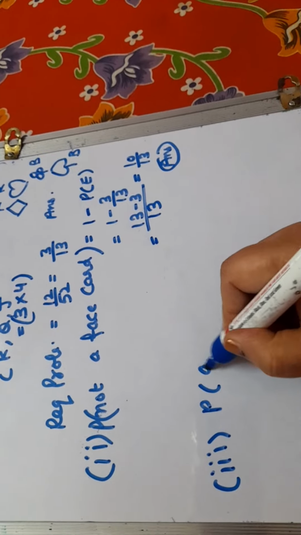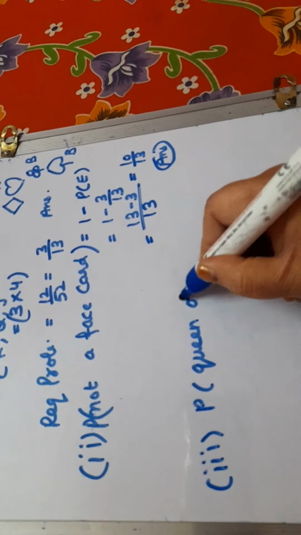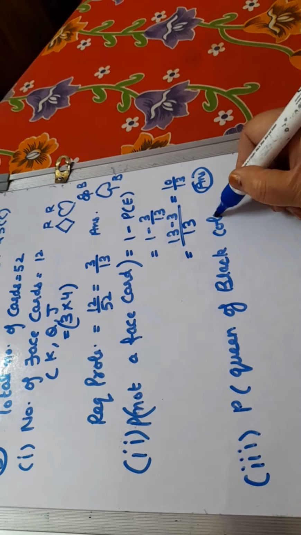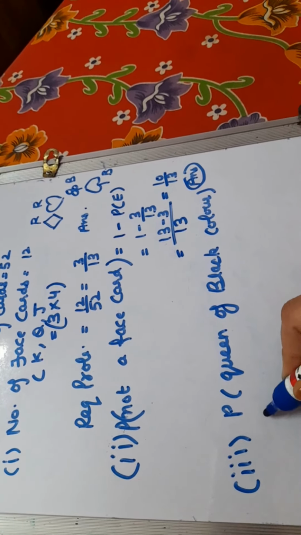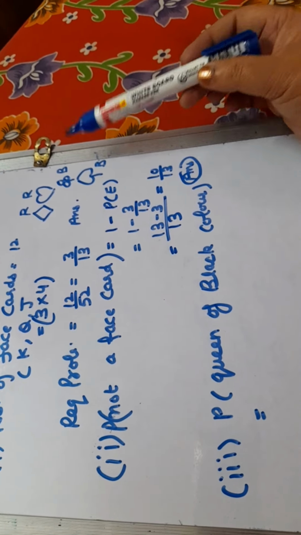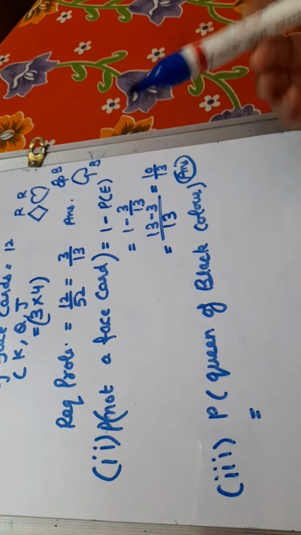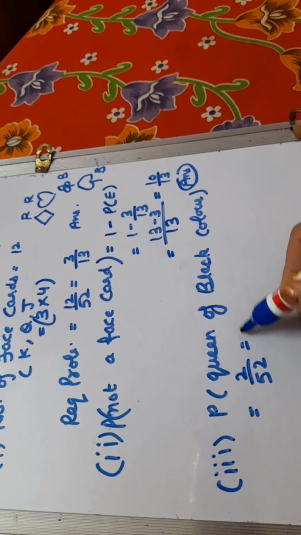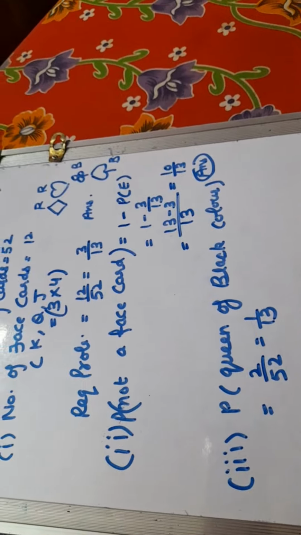Now we will do third part. Probability of queen of black color. We know that there are two types of black cards, spade and club. So there will be 2 black queens. So 2/52, that is 1/13 is the required probability.